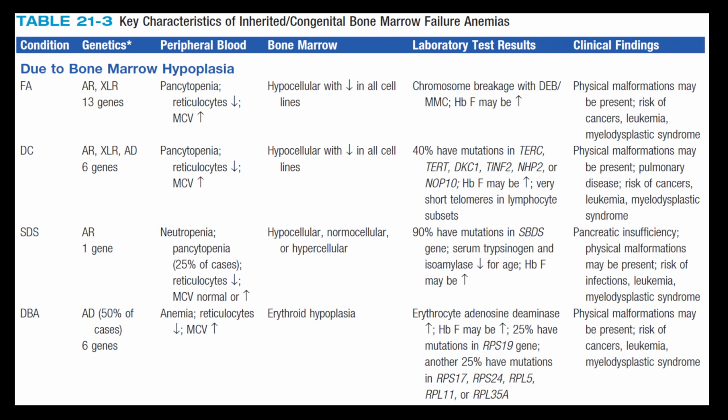So this table, 21-3, shows the key characteristics of inherited or congenital bone marrow failure anemias, which is lifted from your book, Rodak. First, we have Fanconi anemia, dyskeratosis congenita, SBDS, and Diamond-Blackfan anemia. So take note of the genetic differences and the appearance in the peripheral blood, in which the majority of them present with pancytopenia. Also for the bone marrow, they exhibit hypocellularity with decrease in all cell lines because they are pancytopenic. And take note of the laboratory test results of each type of bone marrow failure anemia and the subsequent clinical findings. On the previous slide, we mentioned the key features of each of these bone marrow failure anemias.